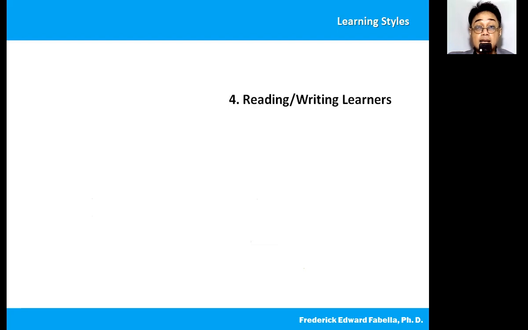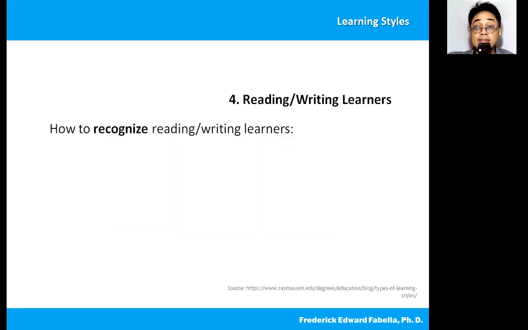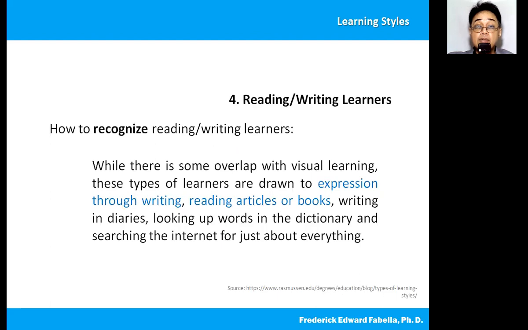So let's now go to the last type of learning style, which is the reading writing learner. Okay, so how do you recognize reading writing learners in your class? While there is some overlap with visual learning, these types of learners are drawn to expression through writing, or reading articles or books, writing in diaries, looking up words in the dictionary, and searching the internet for just about everything.